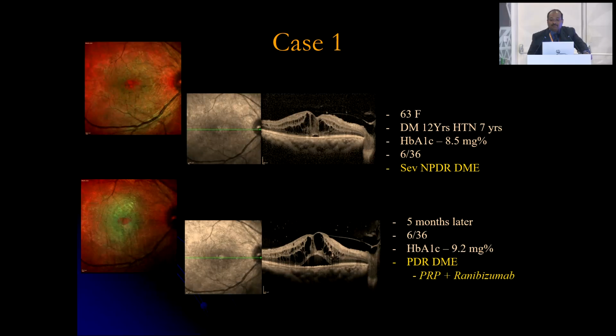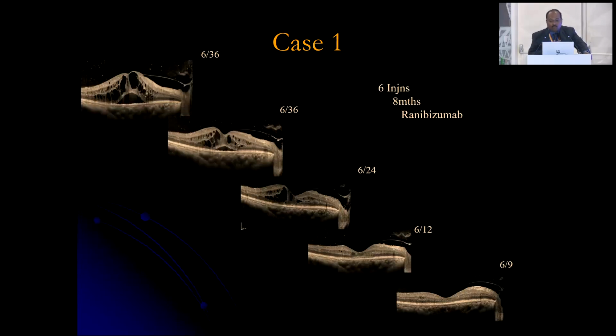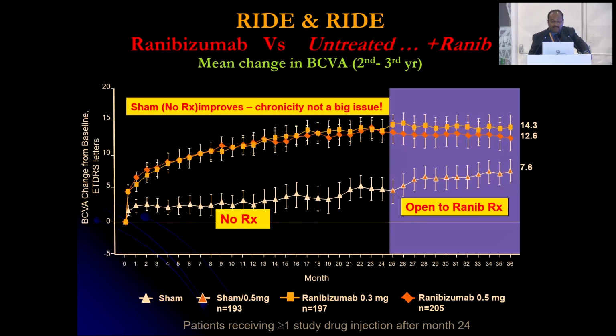So this is a case where a middle-aged lady came in with chronic DME with severe NPDR. We advised anti-VEGF. Again, she defaulted, came later, by which time it was PDR, and so we had to add PRP, and then ranibizumab. Over 8 months with 6 injections, she persisted with anti-VEGF, and you can see fairly remarkable resolution. So this tells us that acuity can be improved in untreated chronic macular edema with persistent anti-VEGF treatment.